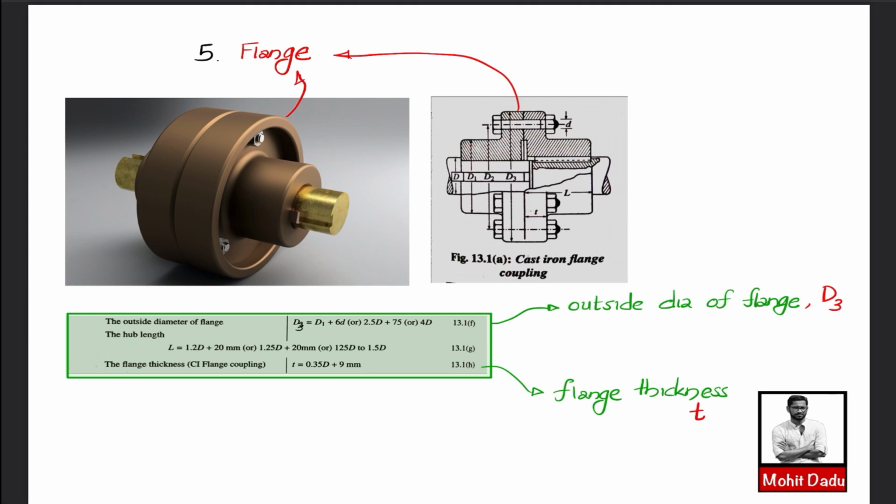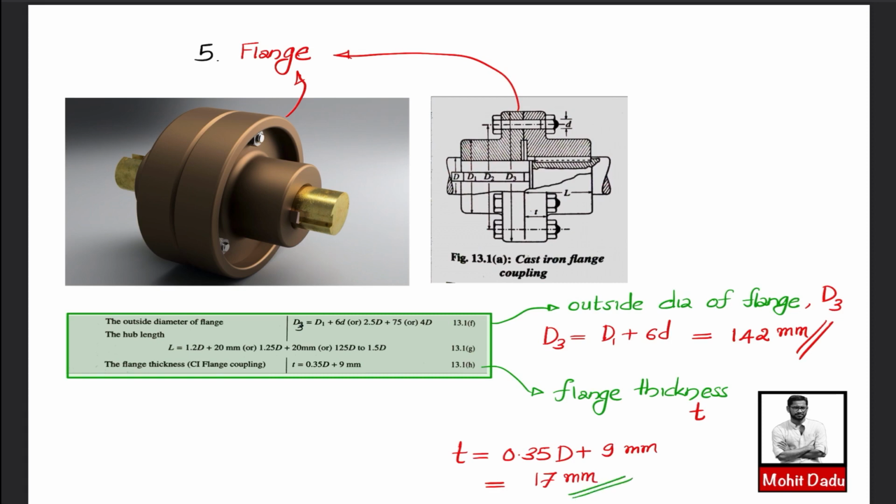I will be evaluating the outer diameter of the flange D3 using this equation. This is equal to D1 plus 6 times D, where D is the size of the bolt, and finally you will be getting D3 as 142 mm. So this is the outside diameter of the flange. In a similar way you can find the flange thickness T also. T is equal to 0.35 D plus 9 mm. If you substitute D as 22 mm, then you will be getting around 17 mm. The whole number you are getting is 17 mm for the flange thickness. So the dimensions of the flange are also found.